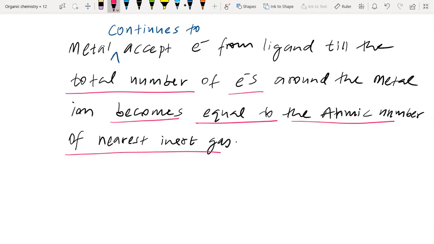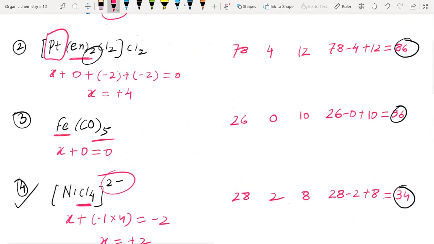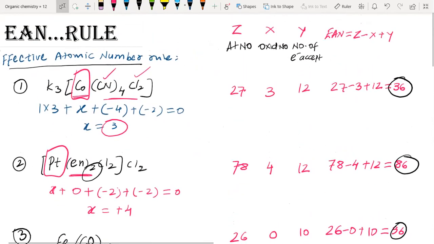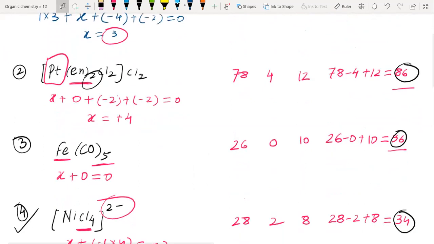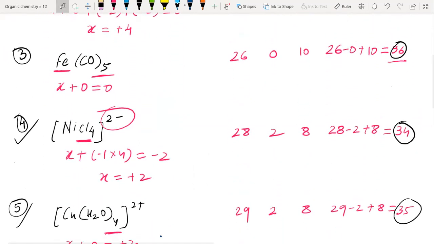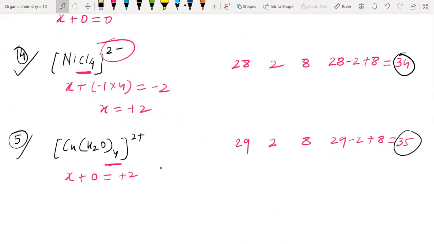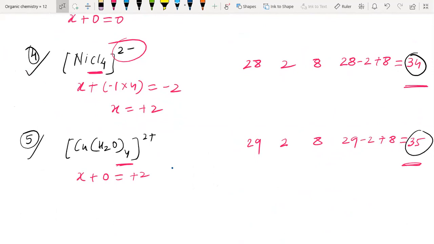So as you see here, in all these examples we got 36, 86, 36. These are all atomic numbers of inert gases. But in some examples we have 34 and 35, which we are getting. These complexes do not obey the EAN rule.